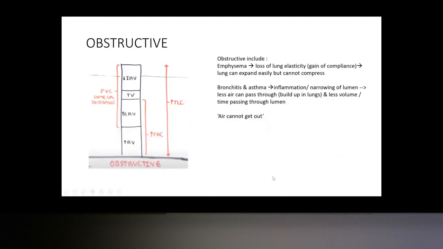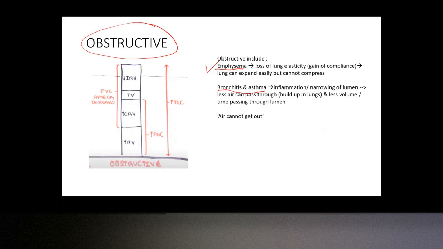Okay, so first one is obstructive. We know that in obstructive there's emphysema, bronchitis and asthma. These are the diseases categorized under obstructive. The way they work is, let's pick up emphysema. Emphysema is when there is loss of the elasticity of the lung.